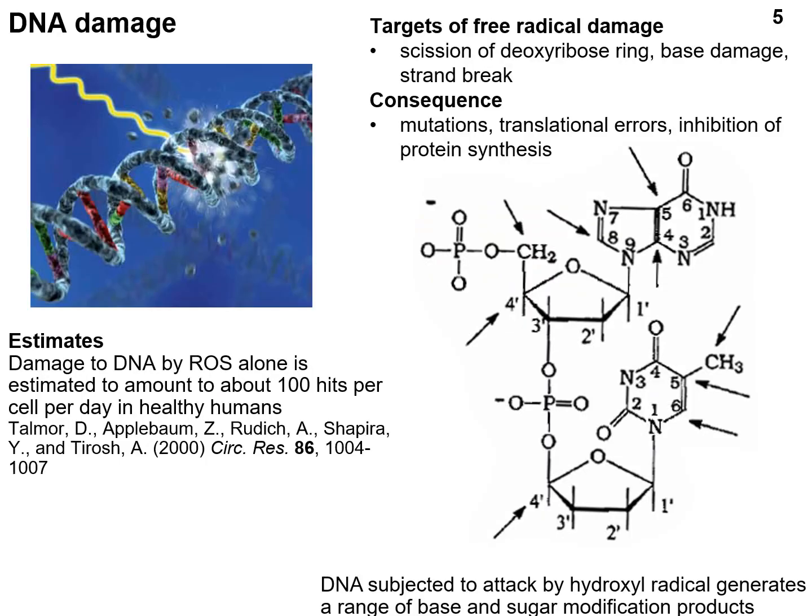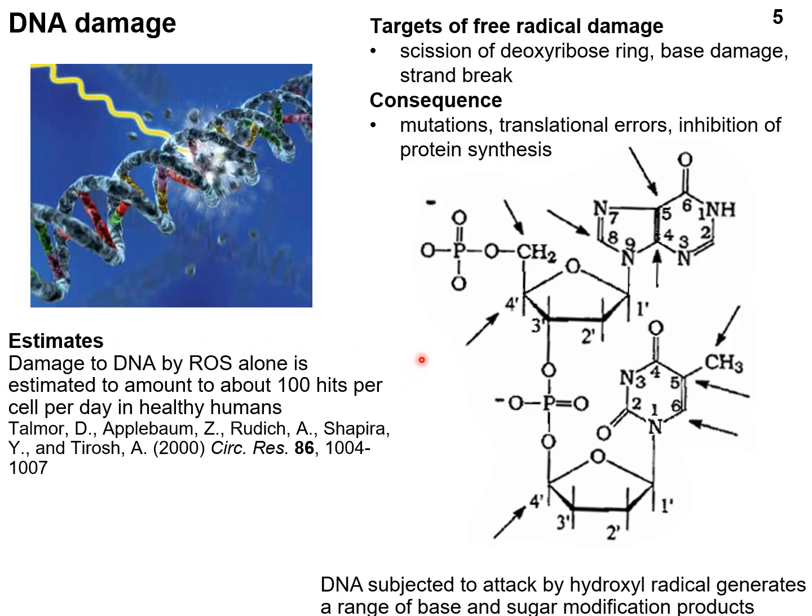So let's start with DNA damage. Estimates for damage to DNA by reactive oxygen species suggest something in the order of around 100 hits per cell per day in healthy humans. So in other words, DNA is always being subjected to reactive oxygen species attack.